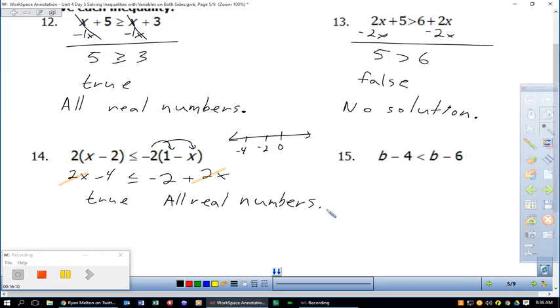Something really similar with 15. The b's are going to fall off, so we'll have no more variables. Negative 4 is less than negative 6. False, no solution.